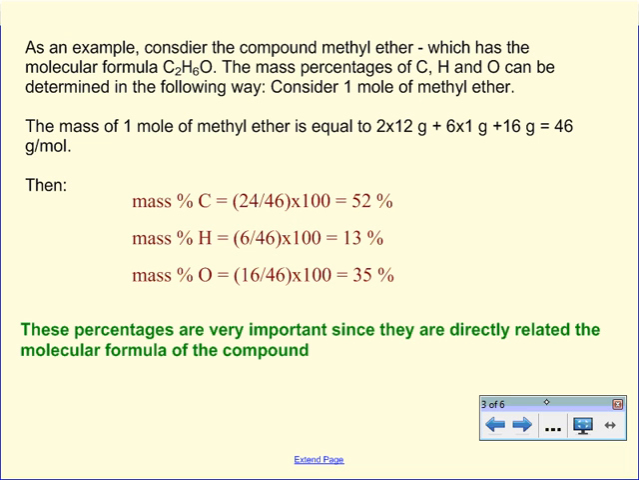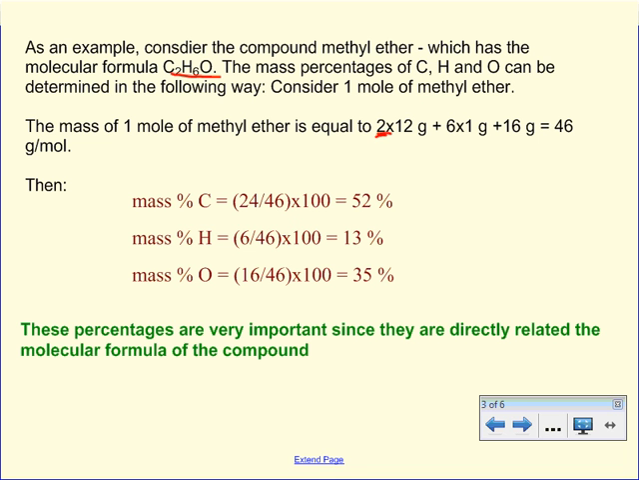For example, if we consider methyl ether as a formula of C2H6O, the mass percentages of carbon, hydrogen, and oxygen can be determined using 1 mole of methyl ether. So, first of all, we have to figure out the total mass of methyl ether. So, 1 mole of methyl ether is equal to 2 times 12 grams for each of the carbons, 2 carbons, plus 6 times 1 gram per mole for each of the hydrogens, and 16 grams per mole for the oxygen.